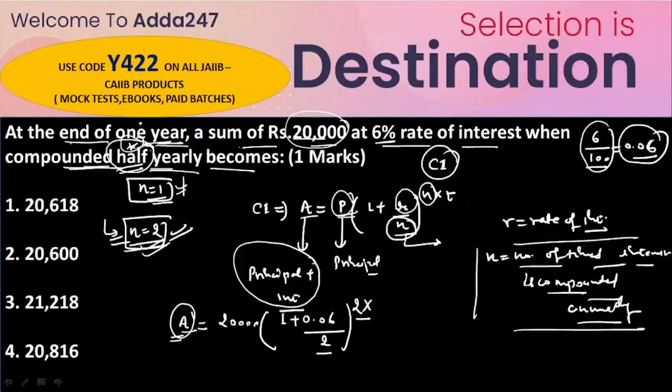Suppose in the question it is written at the end of 2 years, then the value of T would be 2. But here it is written at the end of 1 year, so just write here at the end of 1 year.